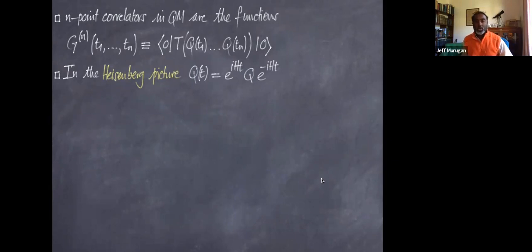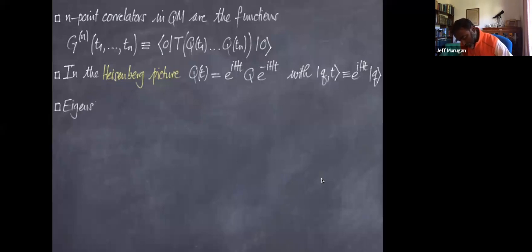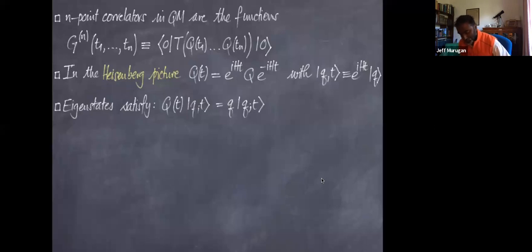Okay. And eigenstates of this operator, with states |q,t> defined to be e to the iHt acting on the state |q>, satisfy the following: that Q of t acting on this |q,t> produces the eigenvalue, which I'm going to label by q.